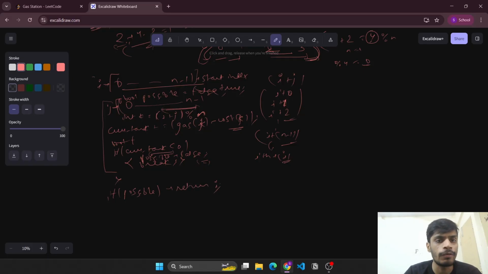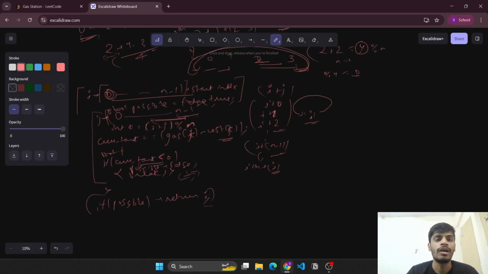So we start for each possible starting index and move through all possible n minus 1 steps to reach back to i in a circular fashion. And if we are able to satisfy the condition that the current tank never becomes negative, then we simply break the loop. So this is the brute force approach. Since we are iterating through all the possible start indexes and j goes up to n, this is of the order of n into n, which is n square.